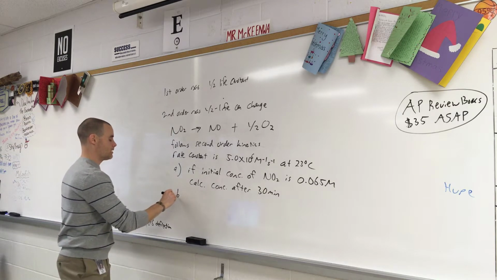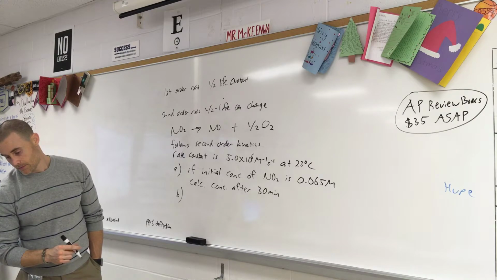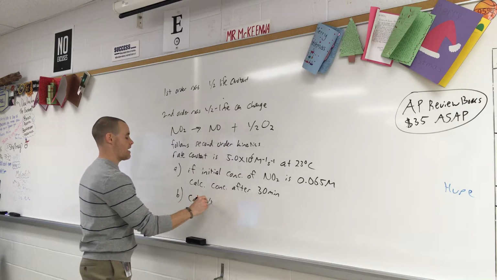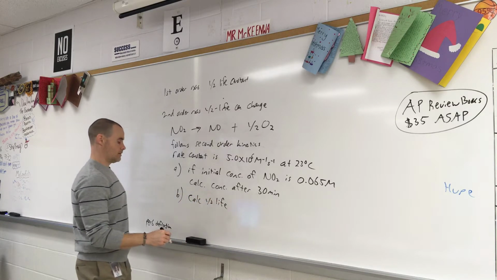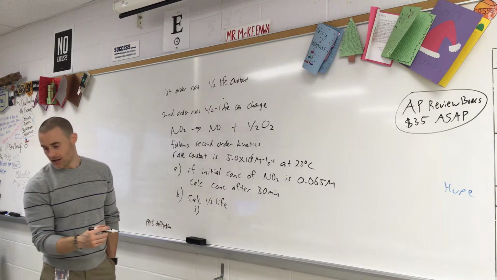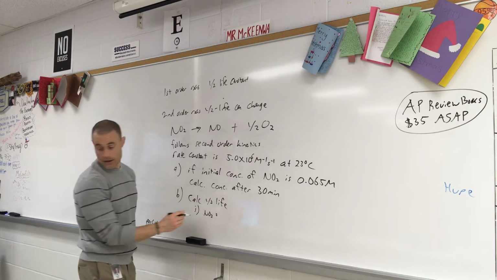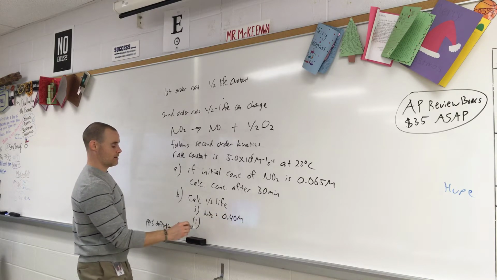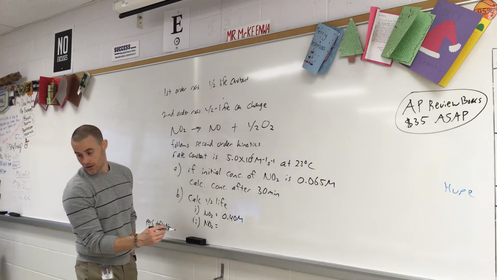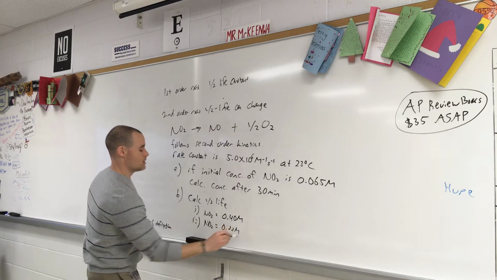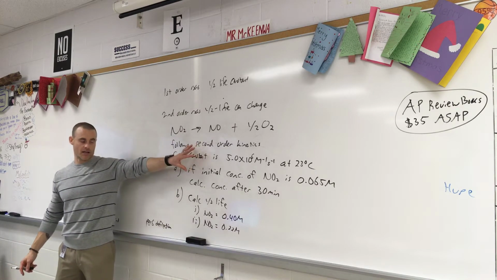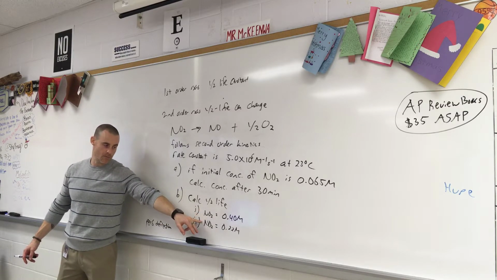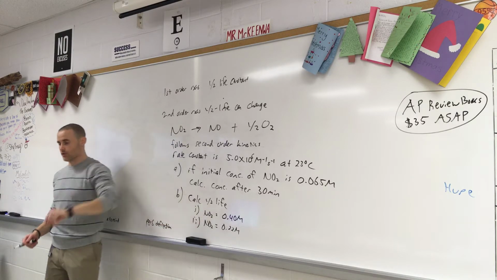And then part B, calculate the half-life for B if NO2 is 0.40 and then NO2 is 0.22. So the point of the problem is practicing using the second order equation, then seeing how the half-life will change based on concentration, whereas first order will not.